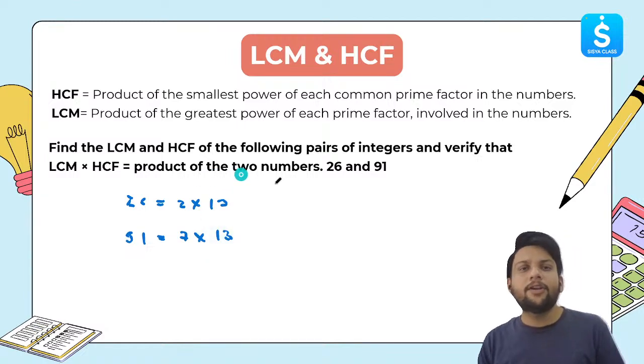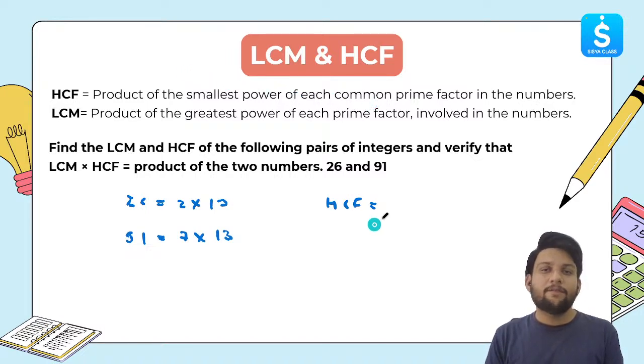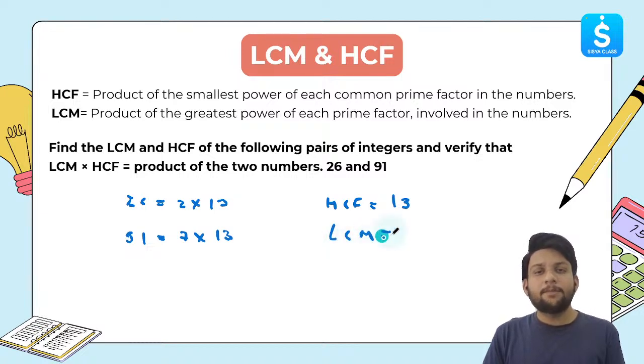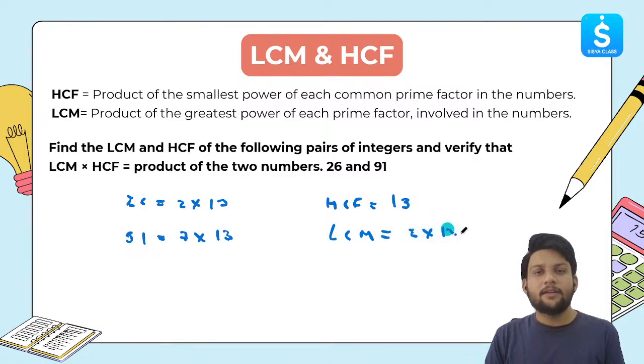Now remember, what did I tell you? For HCF, we take the product of the smallest power of each common prime factor. Here there is only one common prime factor, that is 13 raised to power 1, or simply 13. For LCM, we take the product of the greatest power of all prime factors. Since the prime factors are 2, 13 and 7, I can write this as 2 times 13 times 7, that is 91 times 2, which gives the answer 182.